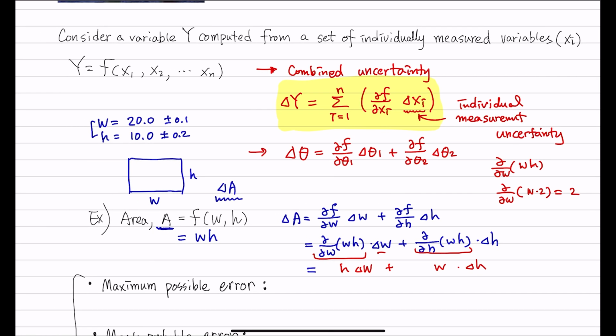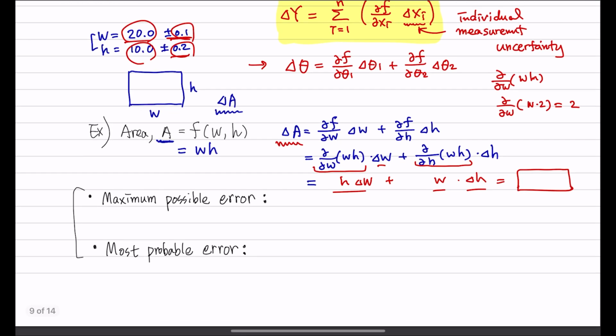So you can plug in these numbers to do a little bit of math and find the value there. H is 10, delta W is 0.1, W is 20, and delta H is this. So we can find whatever certain value there. And that's going to be what? The uncertainty of the total area. Okay? Any questions up to here? Okay, so then let's move on.